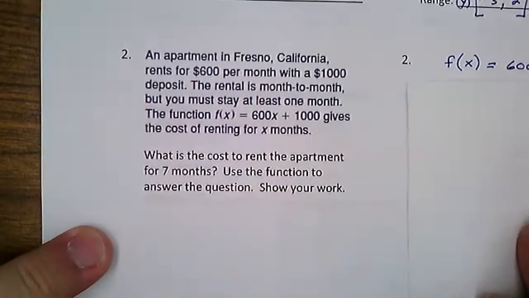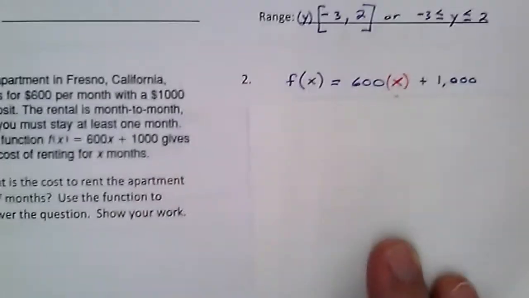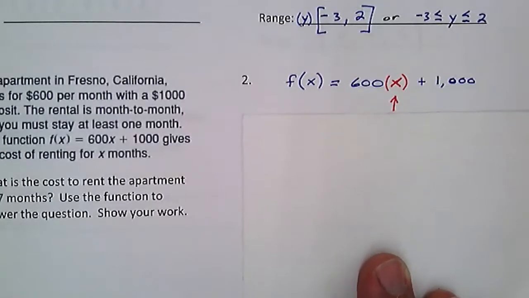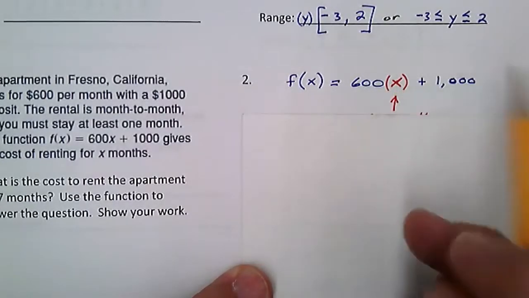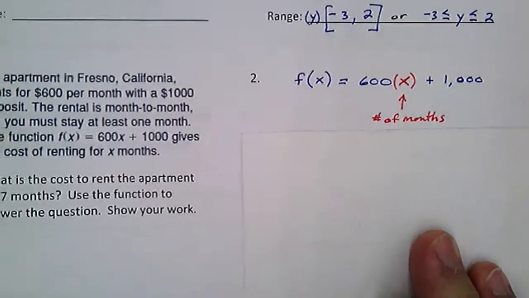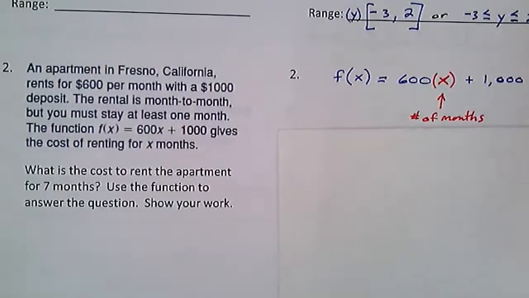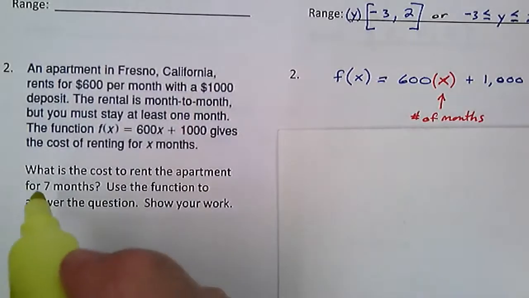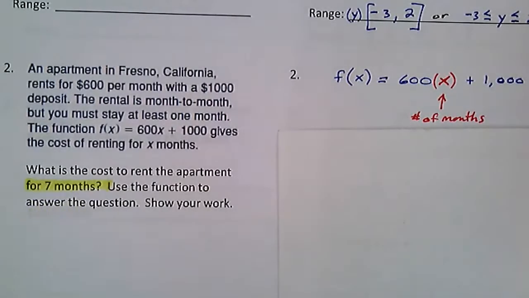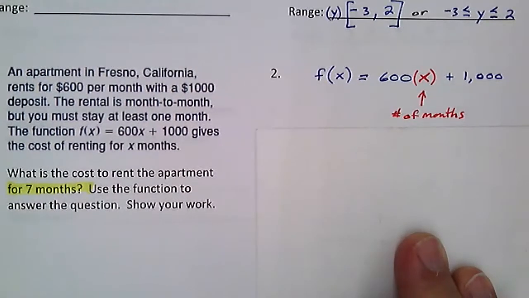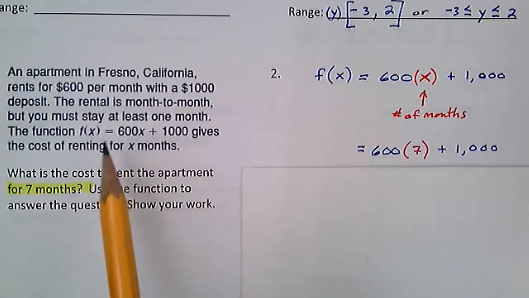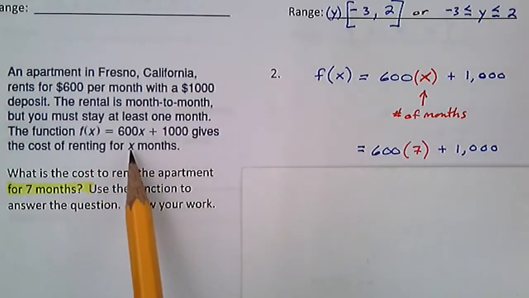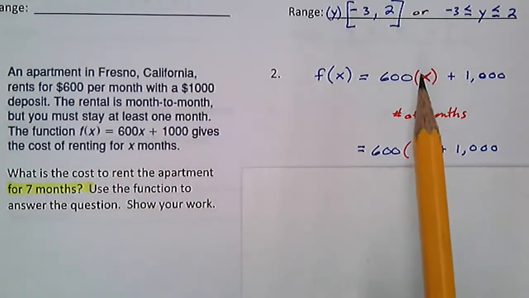Okay, all right, so here's our function right here. Our X is our input variable, and we want to input the number of months right here, for 7 months. So I'm going to go ahead and just plug in 7, right? It tells us X is the number of months. So I want to plug in 7 right there.